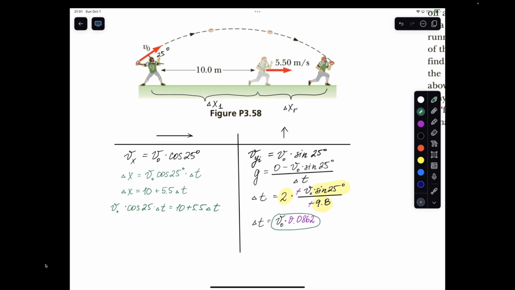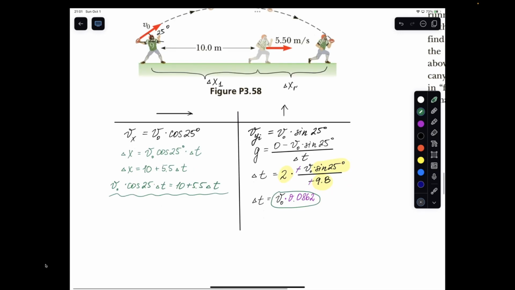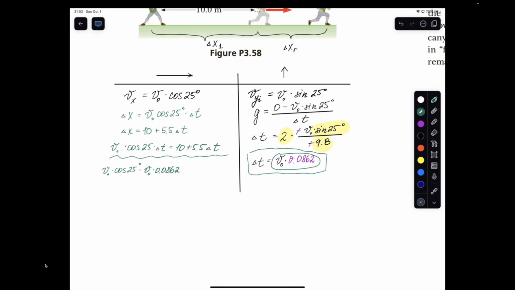Why am I doing this? Right now, with this equation, I have two variables. Everything else is a number. With one equation and two variables, there's nothing I can do. But if I incorporate a second equation, which is also true, I have a system of equations then, and I can do substitution. That is me replacing this change in t here with this change in t here. Then I go back to continuing my equation, equals 10 plus 5.5 times 0.0862 times v0. So ultimately what we're arriving at is a quadratic equation.